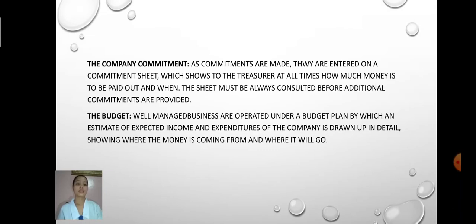The company commitment. Commitments are made. They are entered on a commitment sheet, which shows the treasurer at all times how much money is to be paid out and when. The sheet must always be consulted before additional commitments are made. The budget. Well-managed businesses are operated under a budget plan by which an estimate of expected income and expenditures of the company is drawn up in detail, showing where the money is coming from and where it will go.